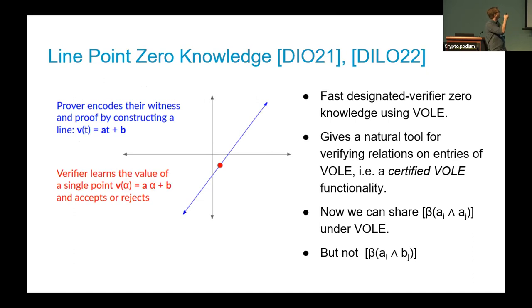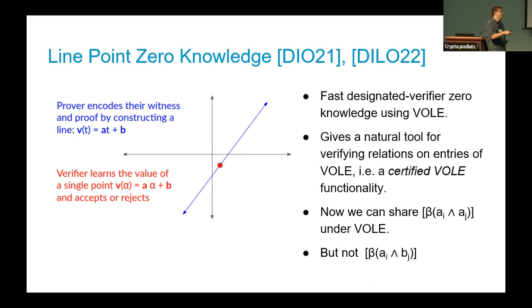Line point zero knowledge, LPZK, is one of a family of VOLE-based zero knowledge proofs. And one of the things that makes these nice is that since they're already based on VOLE, they give a very natural way to prove things about VOLE.